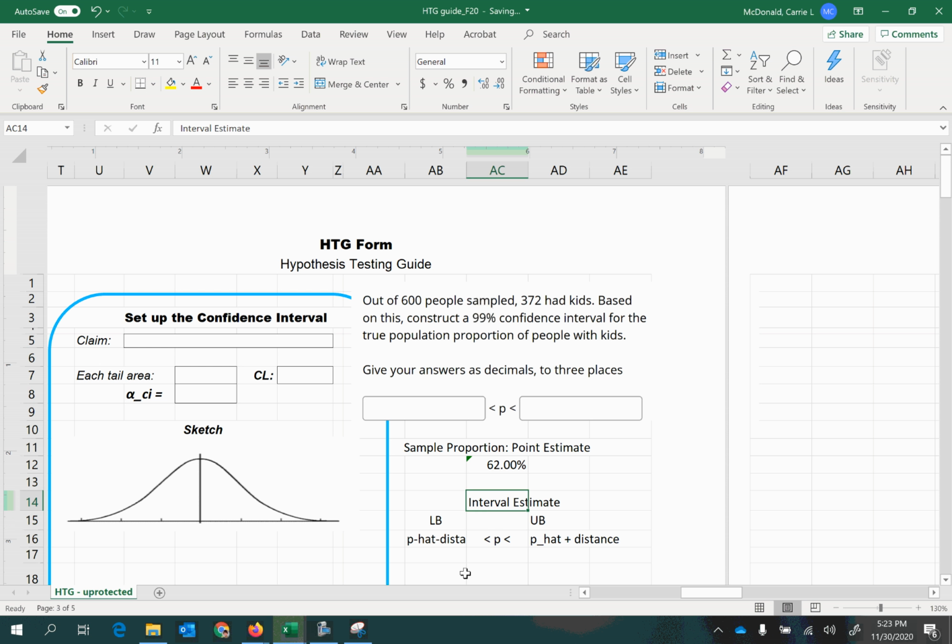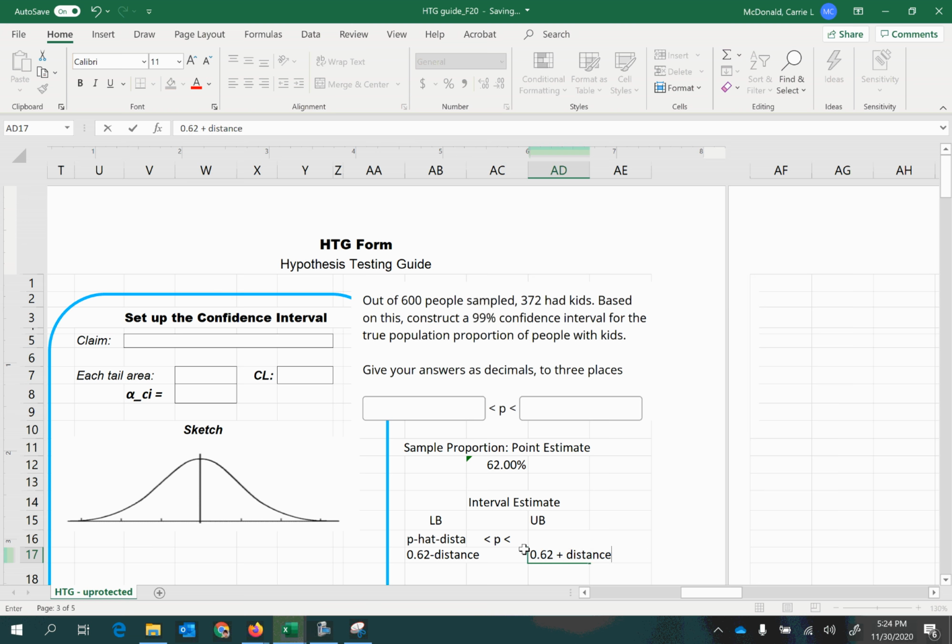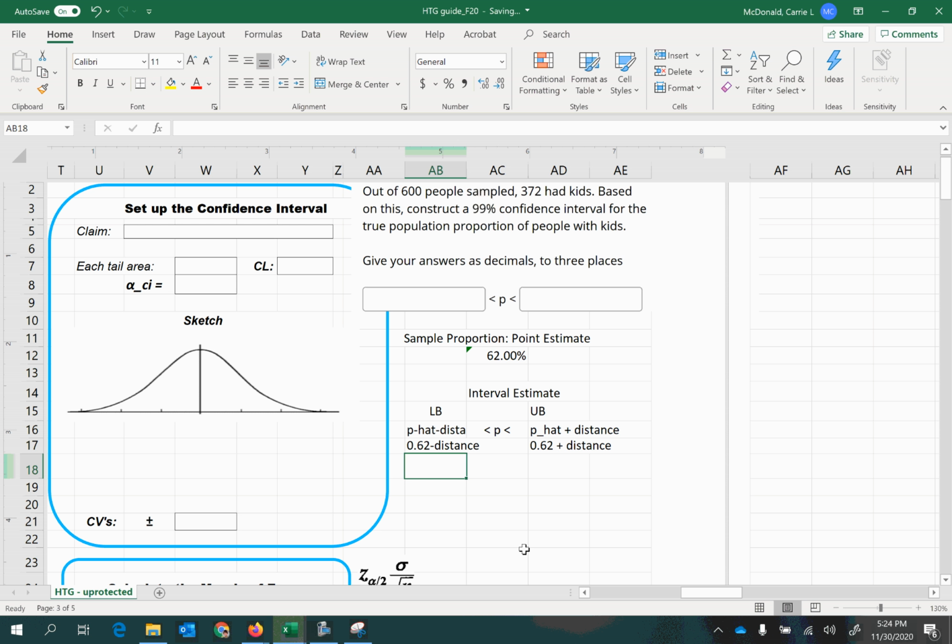All right, so now that we have an idea of what we're doing, how are we going to accomplish it? We know we're going to take 62%, or as a decimal 0.62, and we're going to subtract a distance, and then we're going to take 0.62 and add a distance. But how do we know how much of a distance to add? Well, like I said, we're going to use probabilities under the normal curve.